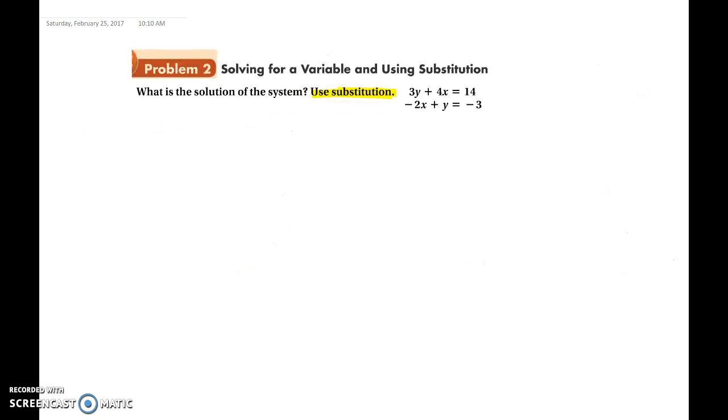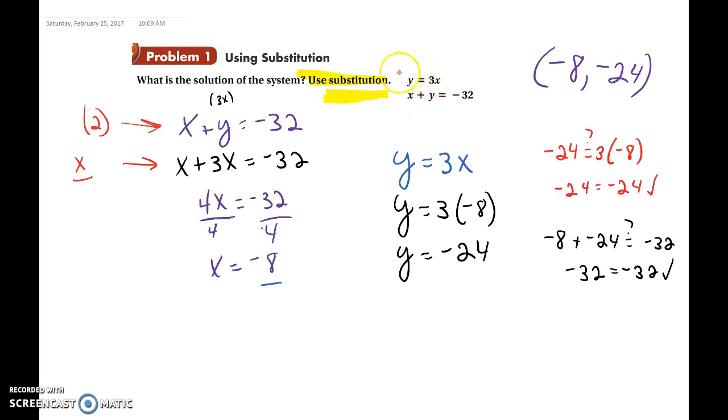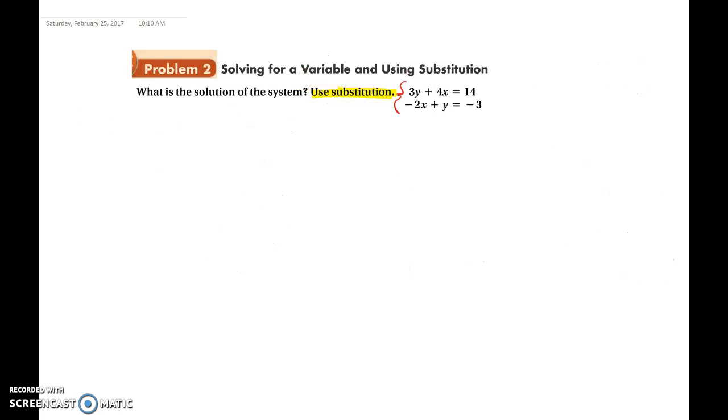But unlike the last question, this system here is not set equal to one of our variables like this one was. And this one clearly said y is equal to 3x, so we knew exactly what we were going to do, substitution right away. However, in this one, we do have just plus y, and we can quickly and easily solve for that y. If I just add 2x over, I get y is equal to 2x minus 3. Right, so I was quickly and easily able to solve for that y.